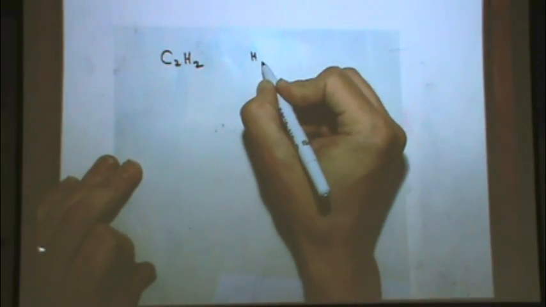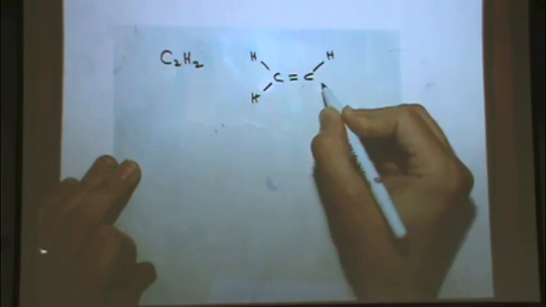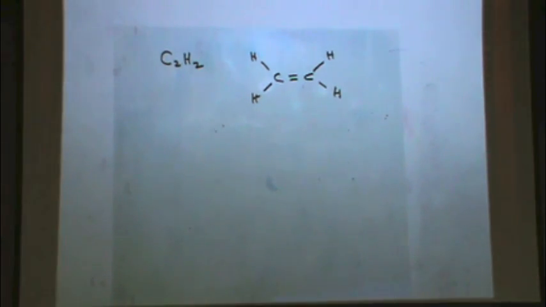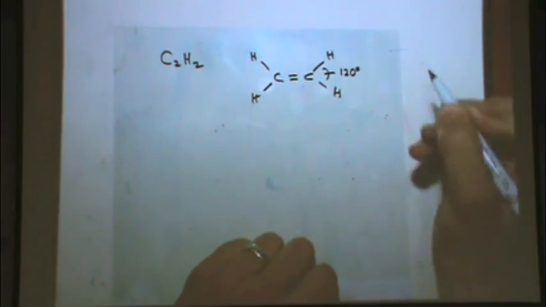This kind of molecule, if I draw the Lewis structure for it, would look like this. This is trigonal planar. So the bond angles are 120 degrees.